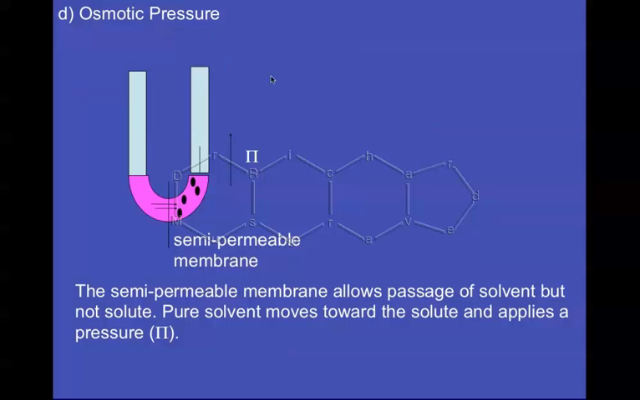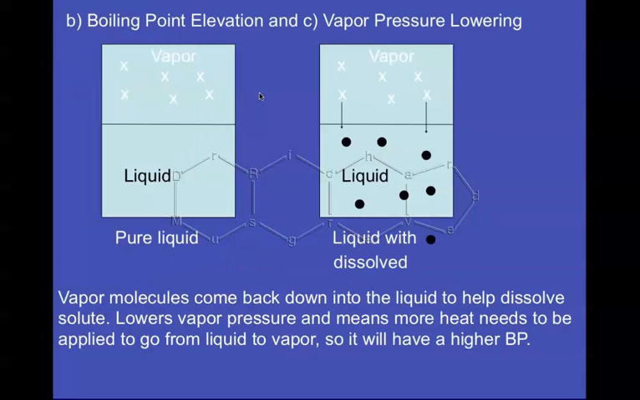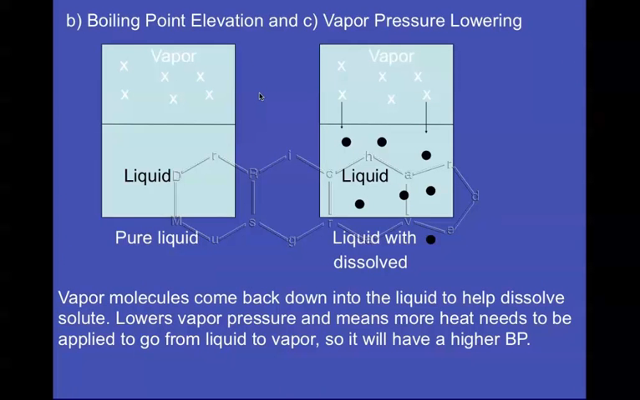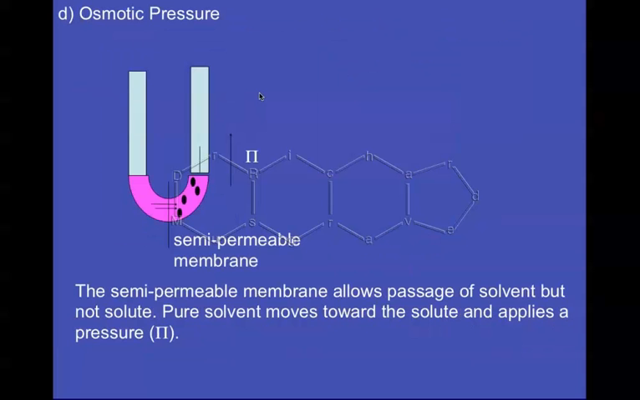So all of these things that we've talked about, osmotic pressure, boiling point elevation, vapor pressure lowering, and freezing point depression, are all properties that depend on the number of solute molecules that we're using, and not on the nature of those solute molecules. And those properties will be exemplified even more by having more and more solute molecules in the system.